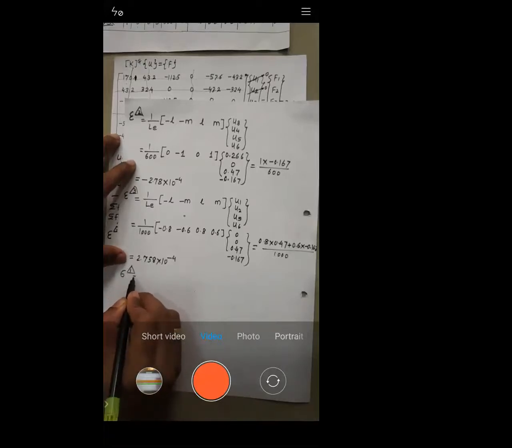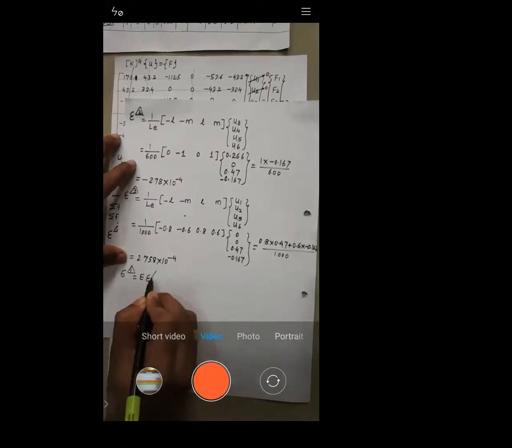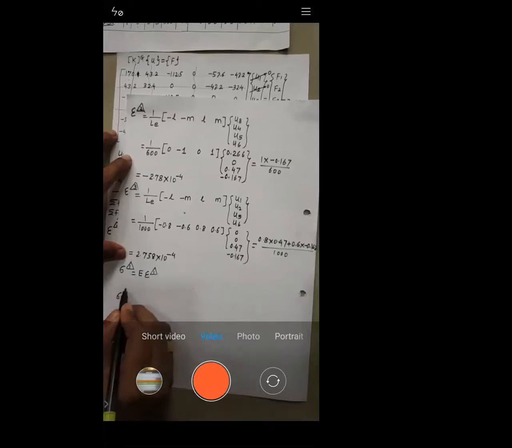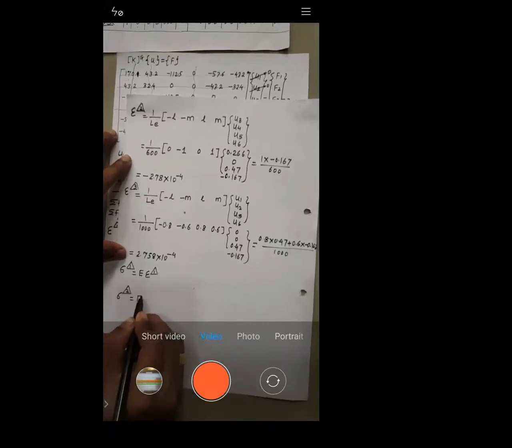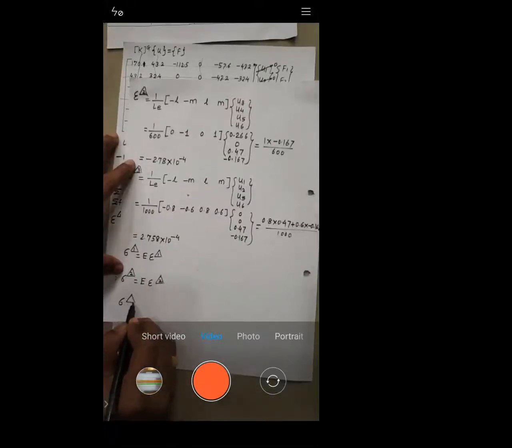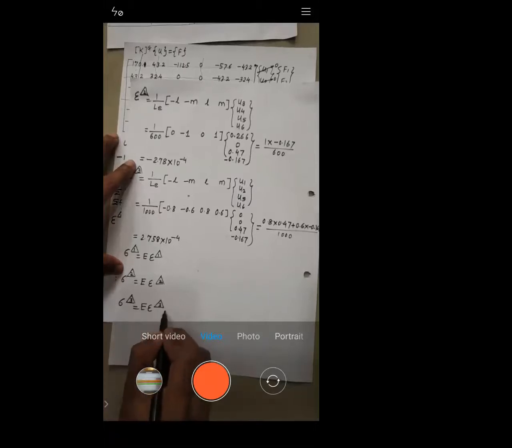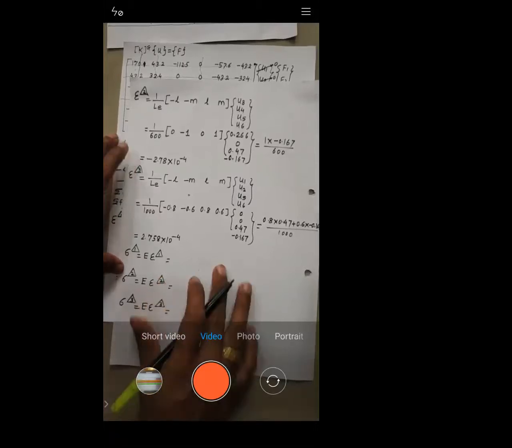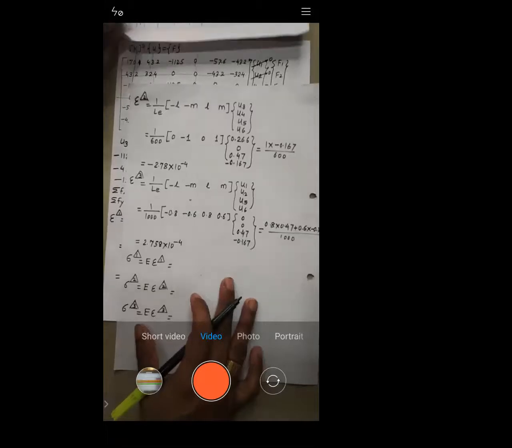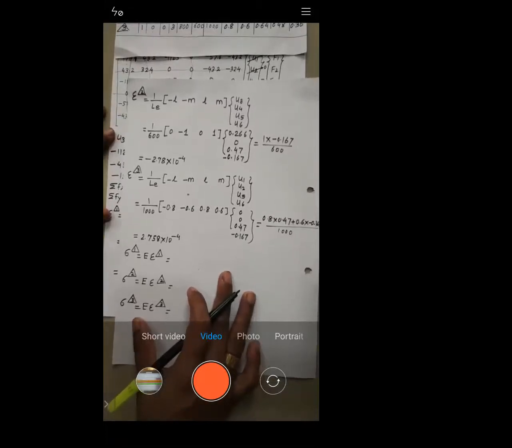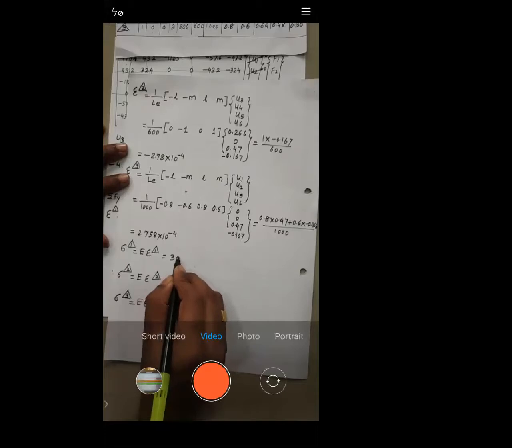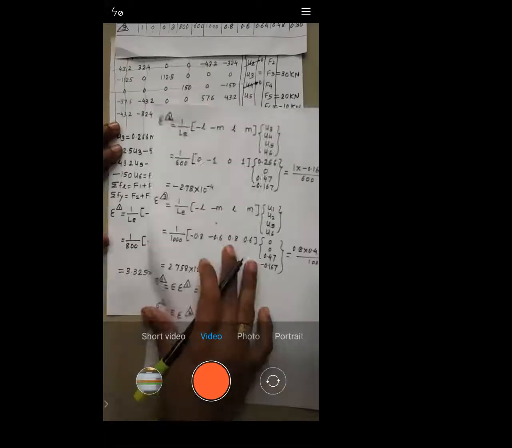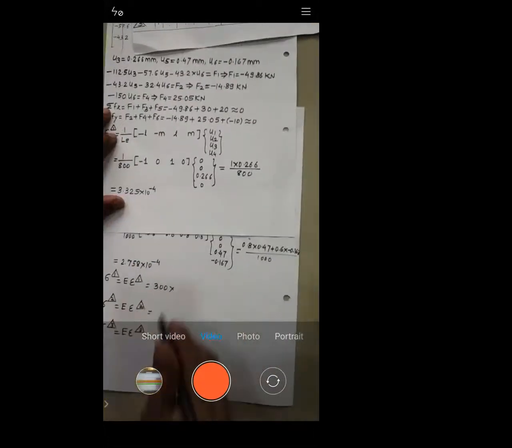So stress in element number 1 is equal to E into strain. Similarly, stress in element number 2 is given by E into strain in element number 2, right? Similarly, stress in element number 3 is given by E into strain in element number 3, right? So we have the value of E. The value of E they have given in the problem is 300 gigapascal into strain in element number 1, which we calculated a while before, 3.325 into 10 raised to the power minus 4.